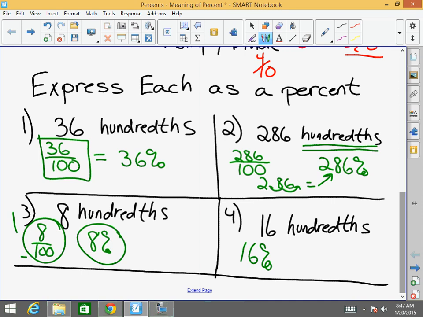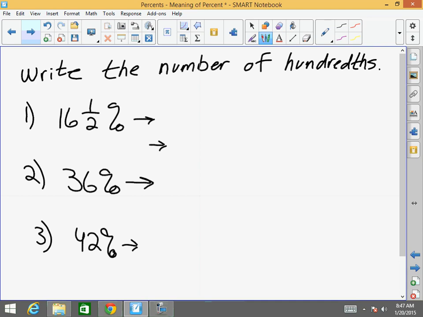May I continue? Okay. Now, I want to reverse things. I want to write the number of hundredths here. So we went from hundredths to percent. Now I want to go from percent to hundredths. So how would I write 16.5% as hundredths? 16.5 hundredths, right?